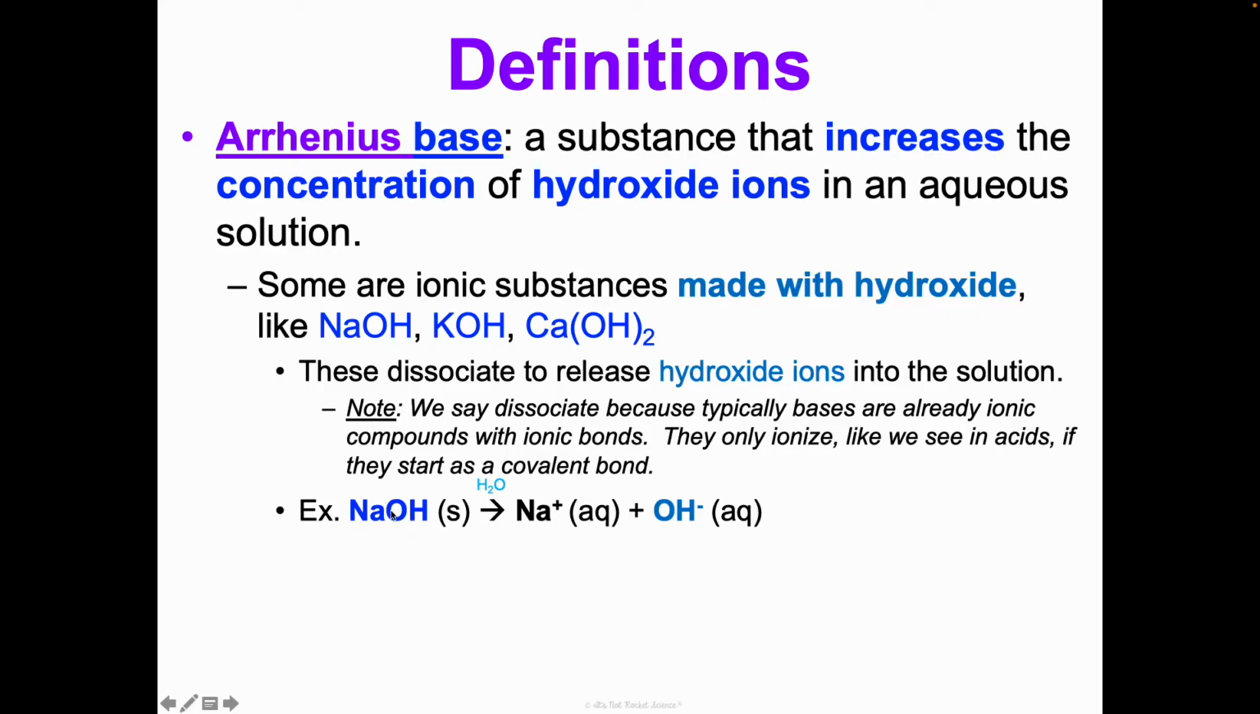Because remember I said bases tend to be ionic compounds that are just naturally going to dissociate into their ions here. And they're just going to separate that way. So that's why this is written up here. But we see that it dissociates into the sodium ion and the hydroxide ion. Thus, we're adding hydroxide ions to the solution, thus meeting this definition of an Arrhenius base. And a general equation for this is the base has some sort of hydroxide in it, and then it dissociates into its cation and then the hydroxide ion.